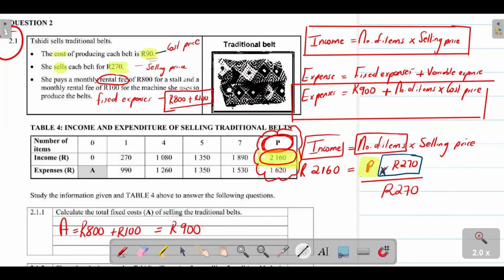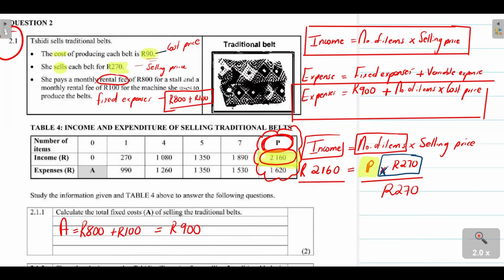And because I'm dividing on the right-hand side, I need to also divide on the left-hand side. So I'm also going to divide by 270 on the left-hand side. What will you notice? 270 divided by 270 gives you 1, so you're left with P. And then from here, 2,160 divided by 270. What are we getting as our P? It's 8. So that basically means the number of items sold here is 8.